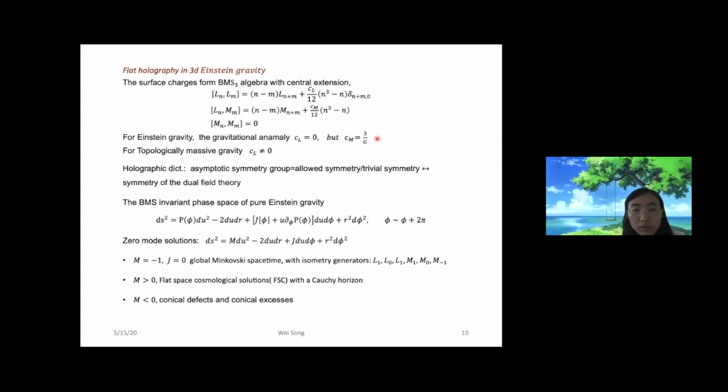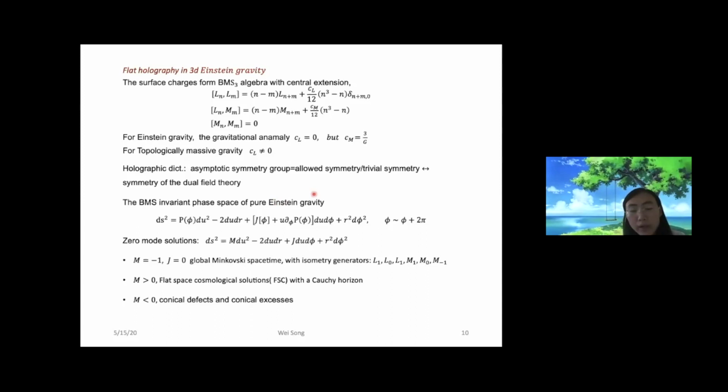You can find other gravitational theories that have a non-zero Virasoro central charge, but not Einstein gravity. So we have the holographic dictionary: the asymptotic symmetry group is defined by the allowed symmetry transformations modulo the trivial symmetry transformations, which have zero gravitational charges. And this symmetry agrees with the symmetry of the dual field theory.